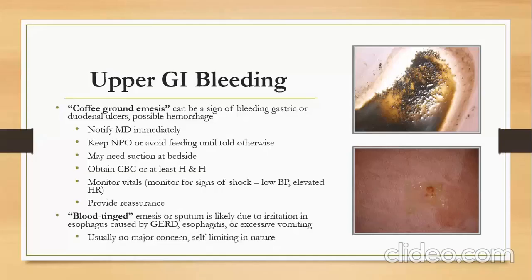So upper GI bleeding, right? You're gonna have people who always say, oh my God, I'm spitting up blood. Oh my God, my baby's coughing up blood. Now, there's a difference between blood tinge and straight up hemorrhage or coffee ground emesis. This top picture is a picture of what we call coffee ground emesis. It may be somewhat lighter, it may be darker, whatever, but when you see this brown coffee ground like substance, that should alert you, oh shoot, this patient is having a GI bleed.